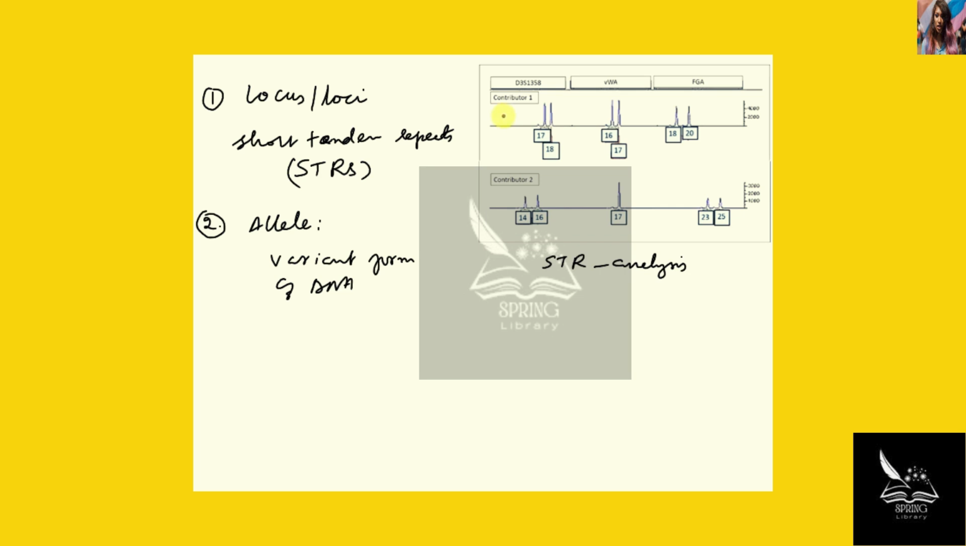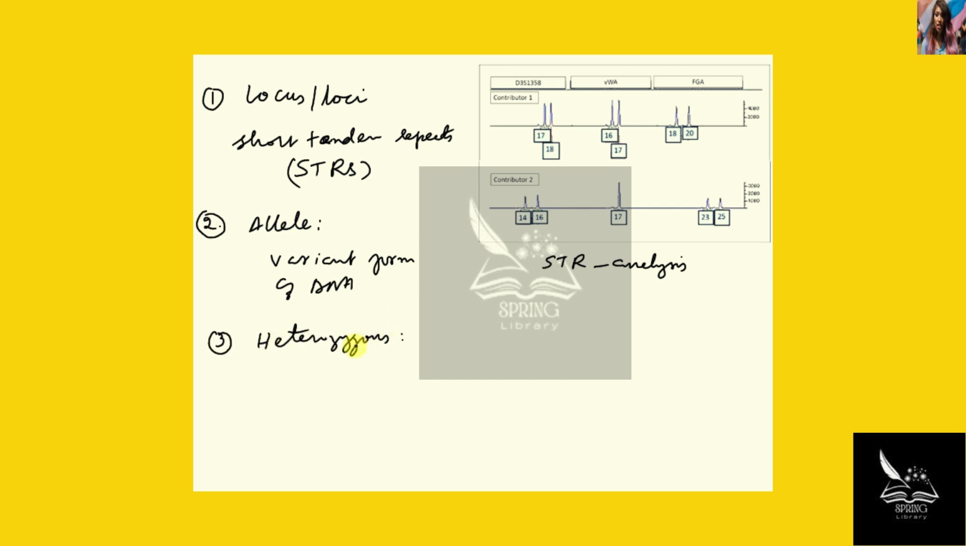For contributor 1, the alleles represented are 17, 18, 16, 17, 18, 20, and for the other one it is 14, 16, 17, 23, 25, and these all represent the alleles or variants of the DNA at a specific site on the chromosome. These numbers represent the number of repeats of a specific DNA sequence at that locus.